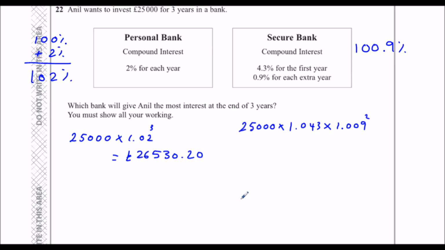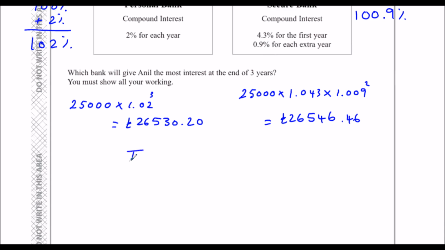So we're going to type it into the calculator. 25,000 times 1.043 times 1.009 squared. And that gives us 26,546 pounds and 46 pence, rounding to 2 decimal places because it's money. So where have we got more money? We've got more money in the secure bank. So the secure bank.